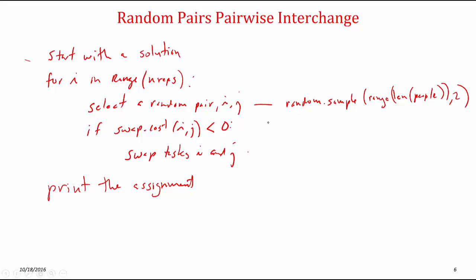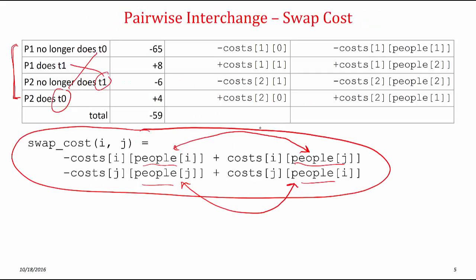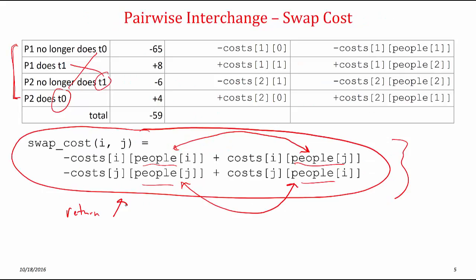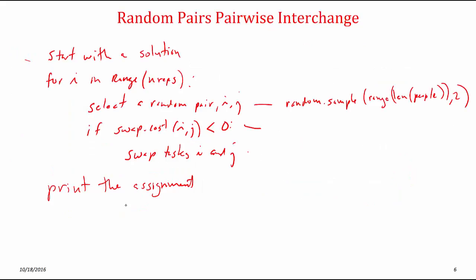Next, to compute the swap cost, we can simply implement the function that we just developed. So previously we developed this expression for the swap cost, so we can simply implement this as a function and then just return the value. So return this computed value. So we would compute that to an actual variable and then return the value.